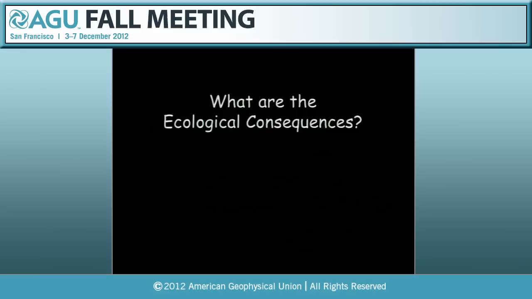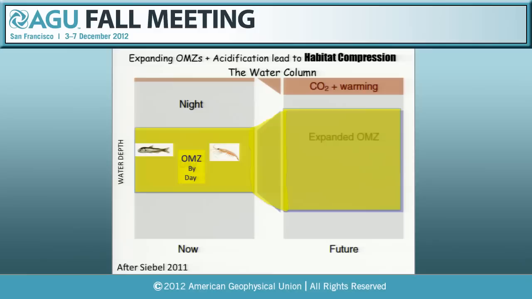Now, scientists are just beginning to study this, and some of what I'm going to show you is, you have to excuse my poor animations, but they're what we think we know. Midwater species often migrate vertically. They're down in the oxygen minimum zone by day, and at night they come up to feed and repay their oxygen debt. Well, those same animals, as oxygen minimum zones expand, are going to have to swim further up to get to sufficient oxygen. But they might be compressed from above by waters with enhanced CO2 that are also warmer.